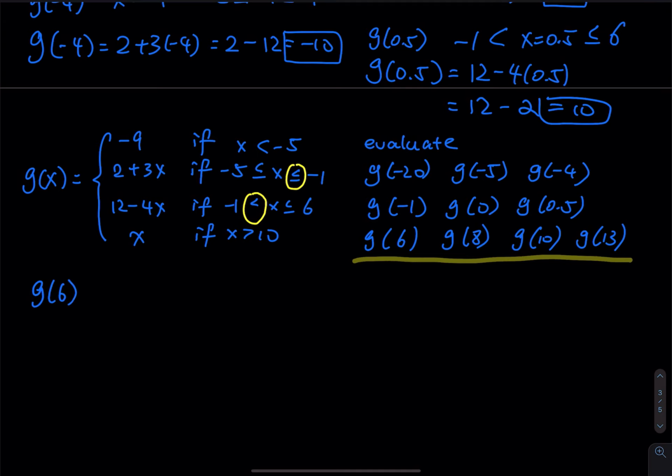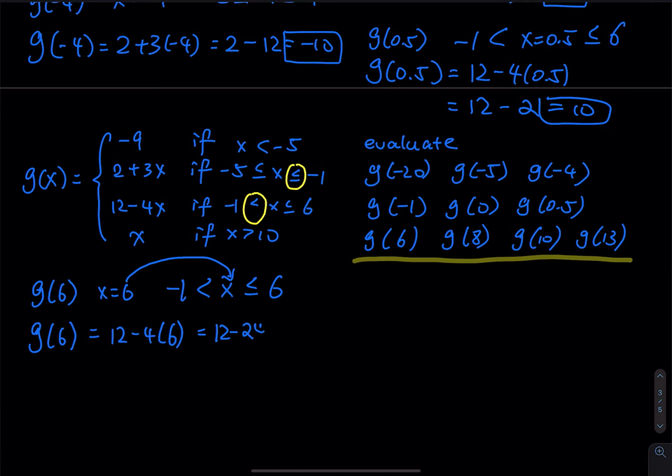g of 6, so we have x equals 6, so that satisfies the third inequality, negative 1 less than x less than or equal to 6, right? So 6 goes right here, and 6 equals 6. So we take the third piece, g of 6, that equals 12 minus 4 times 6. So that is 12 minus 24, that equals negative 12. Box the final answer.